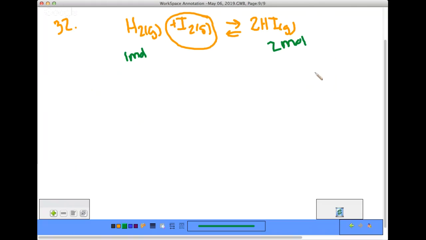We're also told that delta H is a positive 51.8 kilojoules. That tells us that this reaction is endothermic, which means that really heat's over here.